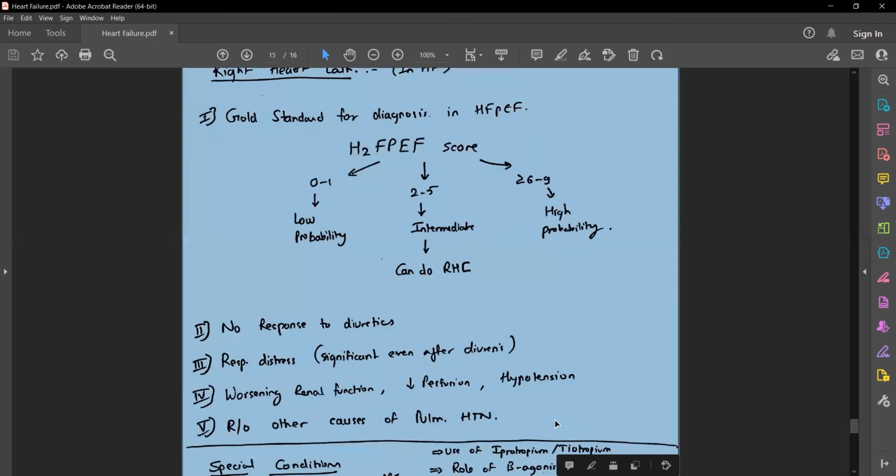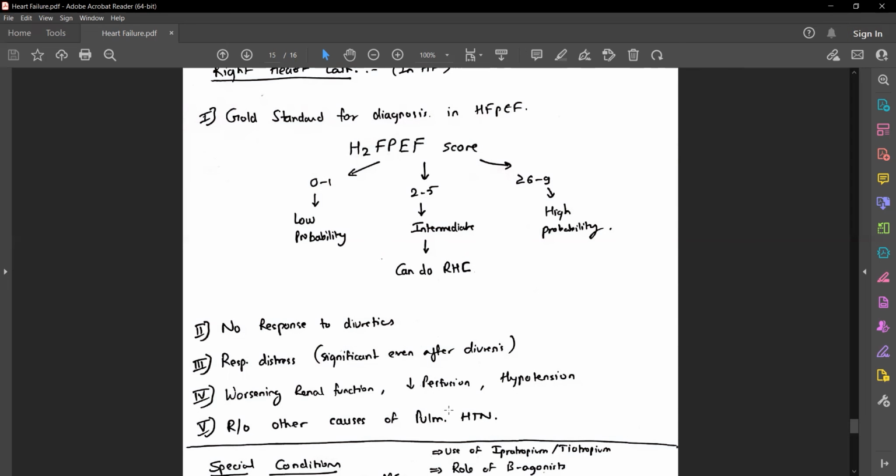If the patient has some other component of pulmonary hypertension, some other type of pulmonary hypertension, the patient has lung issues, COPD, other causes of pulmonary hypertension, which I'll be discussing in detail in the session on pulmonary hypertension, in those cases as well, you will need a right heart cath to differentiate.